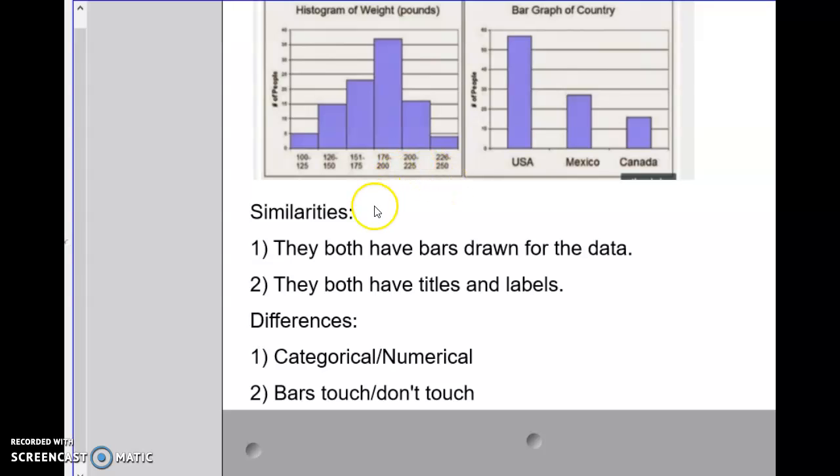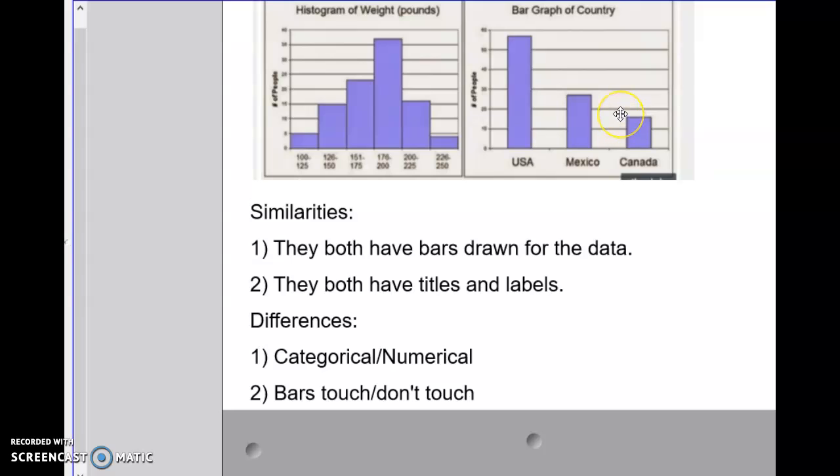In other words, if you were counting, 125 would come right next to 126 when you count. 150 is right beside 151. So the reason the bars touch is because all the numerical values are included, in this case, from 100 all the way to 250. So remember, when you are making a histogram, the bars must touch.